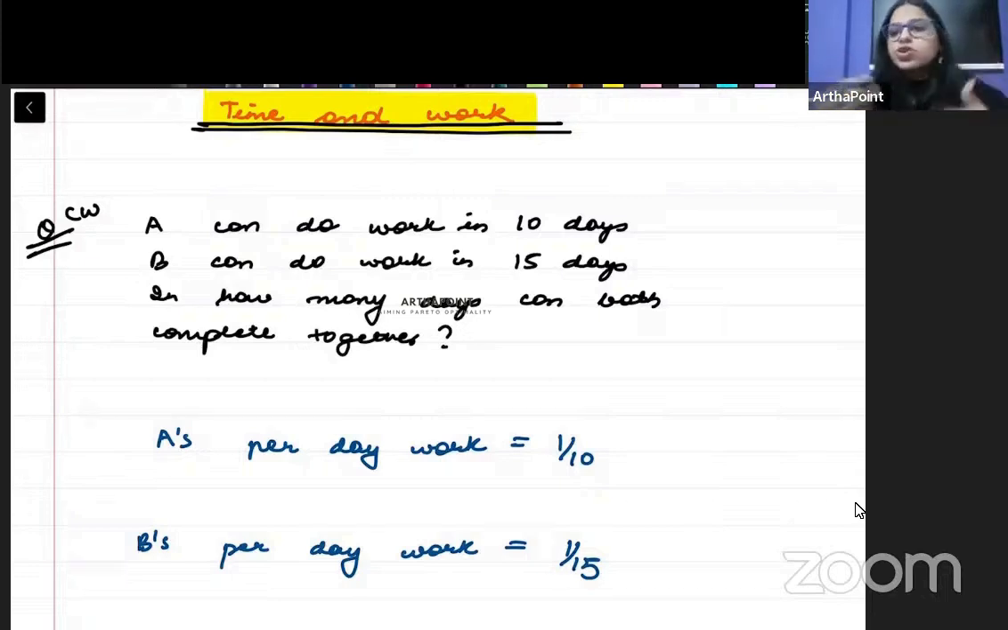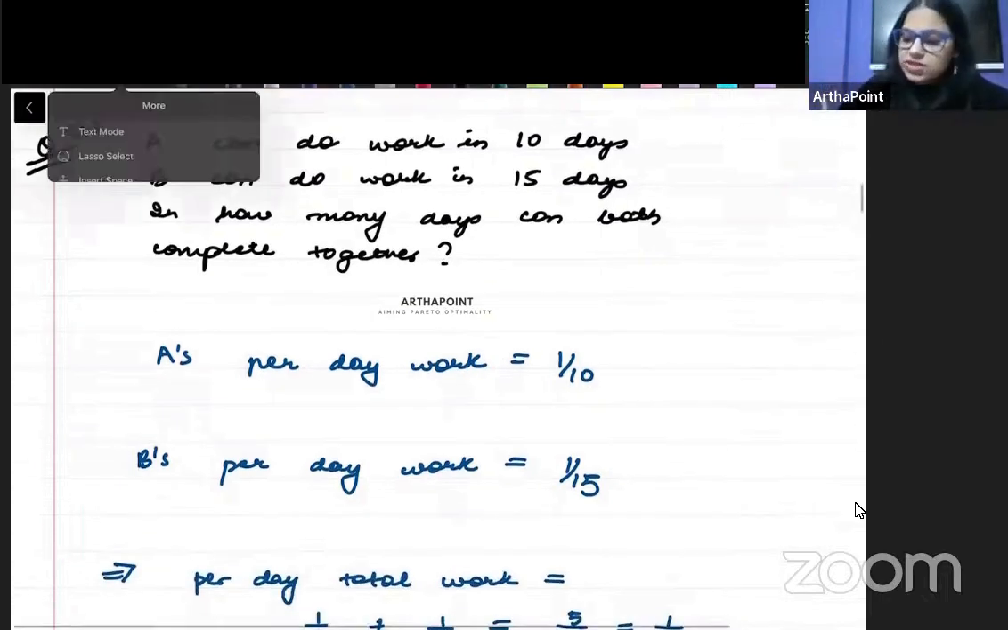Or questions like, suppose A, B and C started the task together, but A left, then B and C continued the task. In how many days will the task be completed? So such questions will come a lot in the exam, where you will be given time and work kind of questions. Let us see the first question of this type.